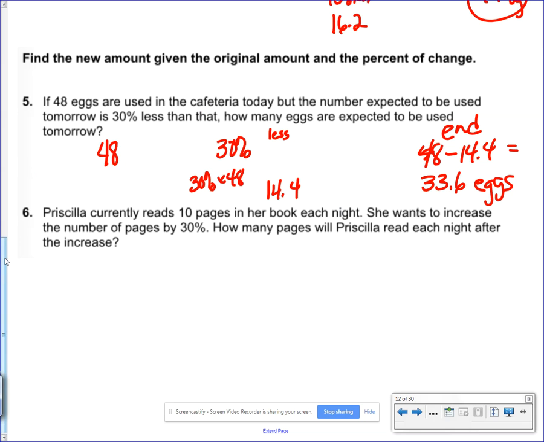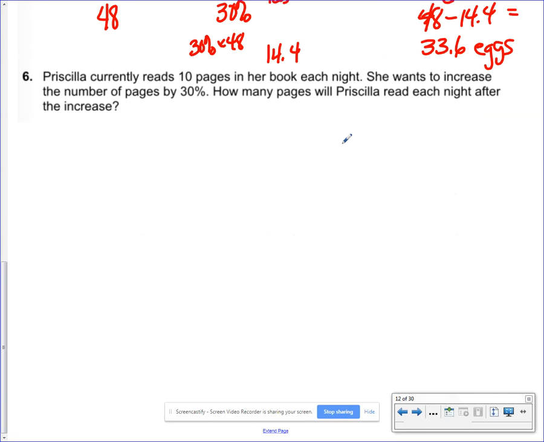Wait a minute. I can't really have 0.6 eggs. That doesn't make sense. So let's round that off so it makes more sense. I'm going to round up because it was 6/10 there. And I just want to make sure I've got enough eggs. So I'll round up just to be safe.